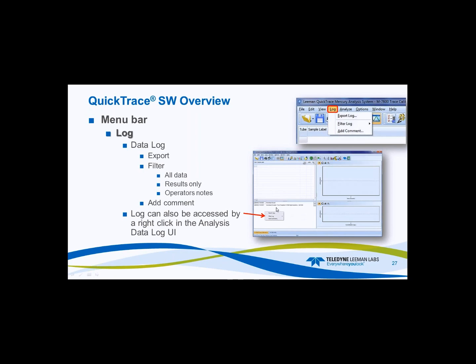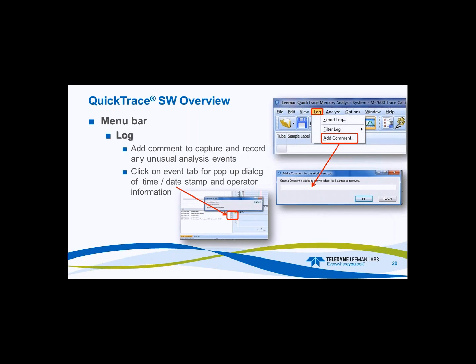So you right-click there, and the little pop-up button shows up, and there you can do a log entry, filter, or add a comment. Same thing up here under the log from the menu bar. So the add comment, you can capture and record any unusual events, anything that you find that's important. So this is kind of working toward like a CFR 21 type compliance with the software. And you can click on the tab for the pop-up dialog, date, timestamp, and operator information. So you click on the little tab over here and that will pop up. Add a comment, you can type anything you want and say okay, and it goes into that section of the software.